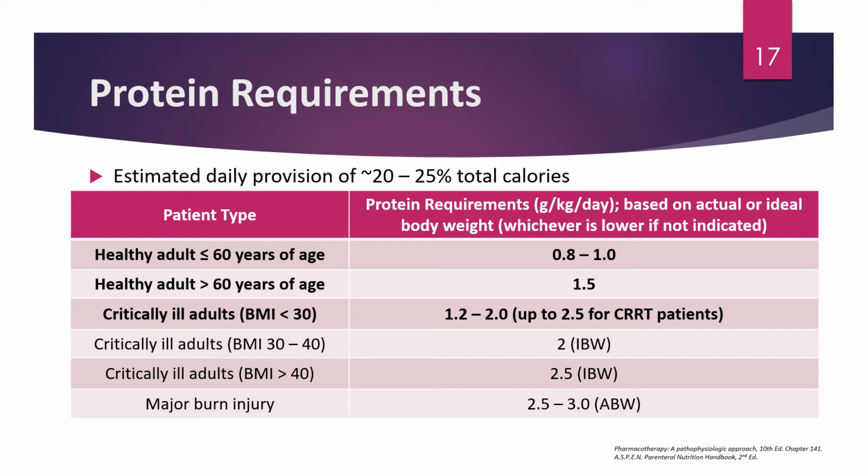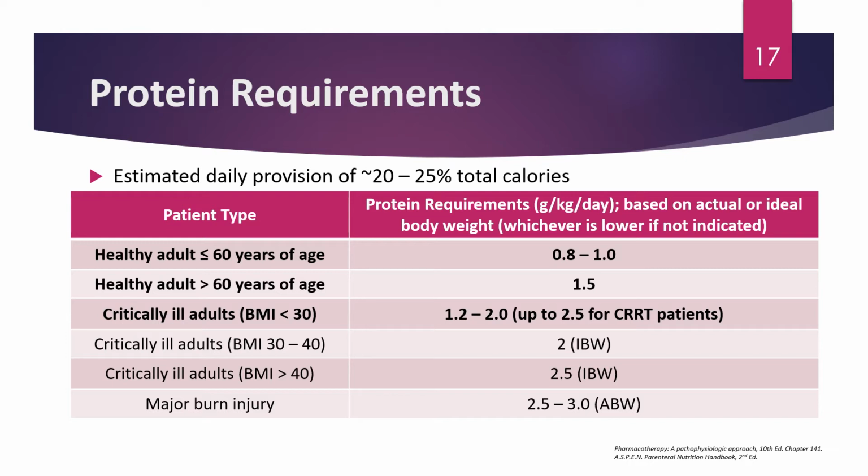I do want you to know, however, the bolded numbers that you see here in this chart. Depending on the patient type, you will have different protein requirements. Patients who are healthy and less than 60 years old require less protein than a patient who is greater than 60 years old or who is critically ill. And remember, the critically ill patients are the ones that have the high metabolic illness severity that we discussed on the calorie slides.